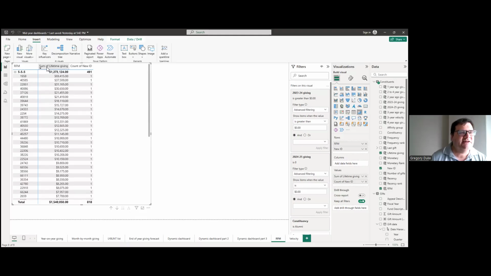We can sort this by clicking on the lifetime. So we've got someone who's a 555 donor who's given 69,000 lifetime. They haven't given this year. This is the sort of person we need to talk to. This is our top donor bracket. This is someone who's given a lot to us. This is someone we need to talk to.